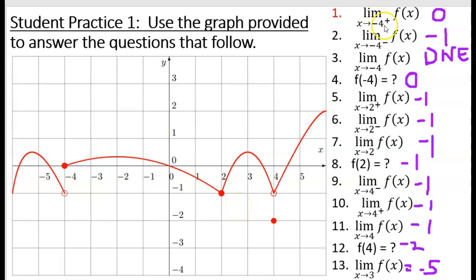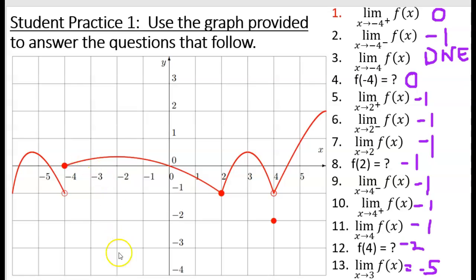If I'm approaching negative 4 from the right, I'm just going to use my cursor here, you can follow it. If I approach negative 4 from the right side, I'm approaching a y value of 0. For number 2, if I'm approaching negative 4 from the left, I approach a y value of negative 1. Since those are different limits from the left and right for that same x value, the limit on number 3 does not exist. The y value, which is what number 4 is asking for, however, is where the solid dot is, and that y value is 0.